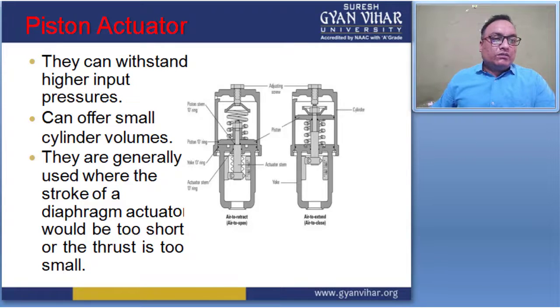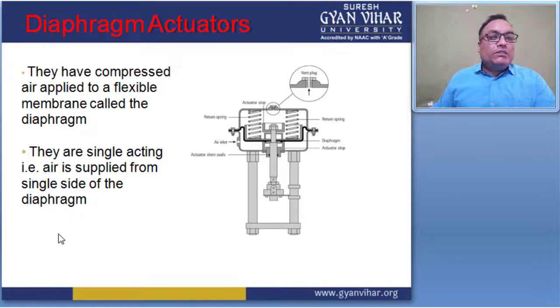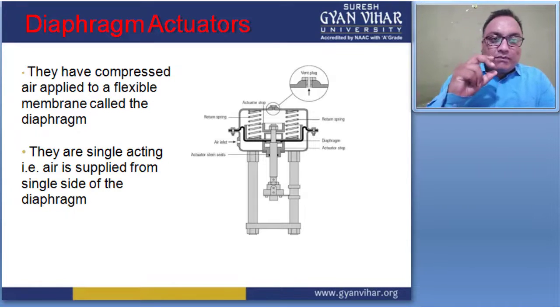This is the figure of the piston actuator, and similar to the diaphragm valve, here is another actuator called the diaphragm actuator. This is a special case of actuators, in which compressed air is applied to a flexible membrane called the diaphragm, and they are single acting, that is, air is supplied from a single side of the diaphragm. So this type of actuator is only used to perform some specific tasks, right? These use air as the fluid medium.